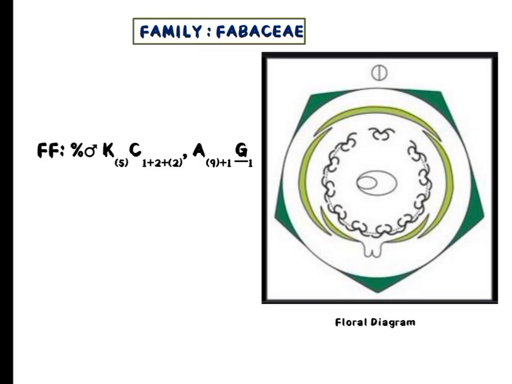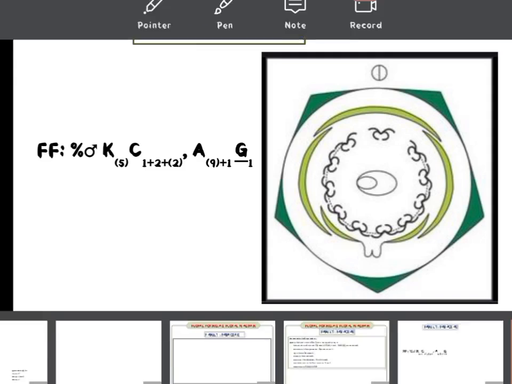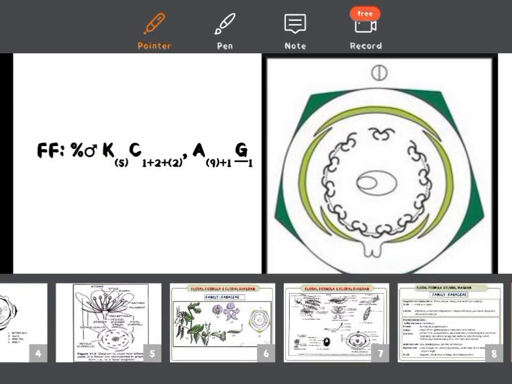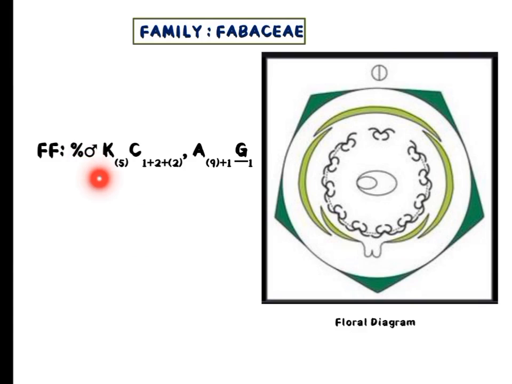So, this is the formula and diagram of the Fabaceae family. Look, the flower is zygomorphic, and they are unisexual in condition. And the calyx is 5, and they are in a fused condition.